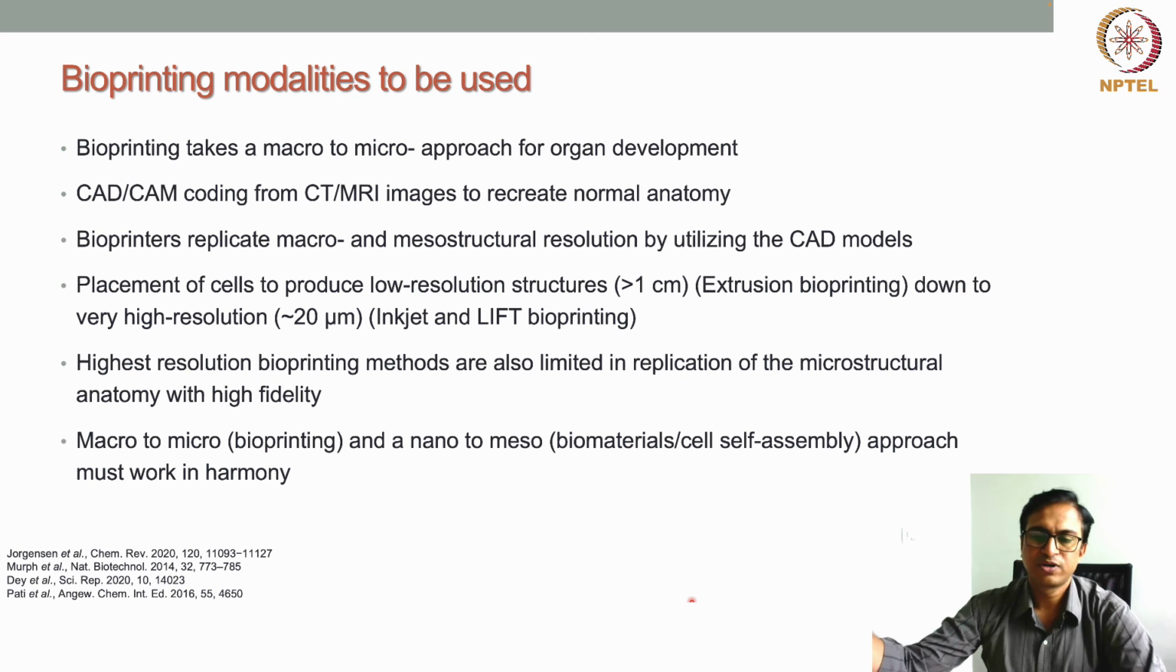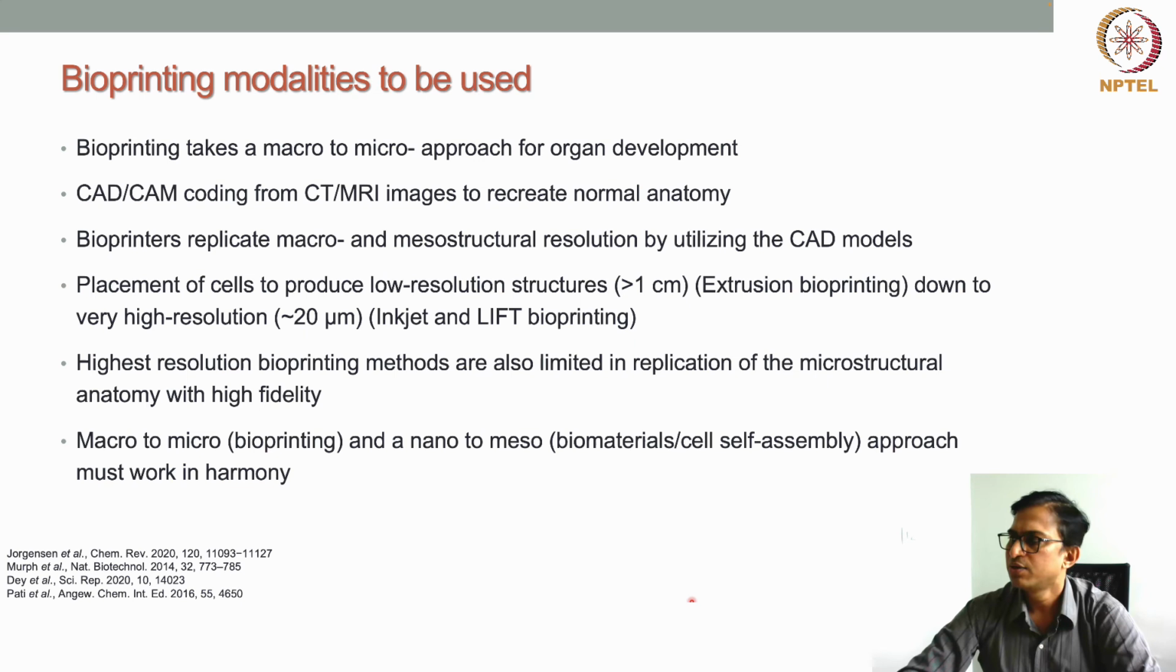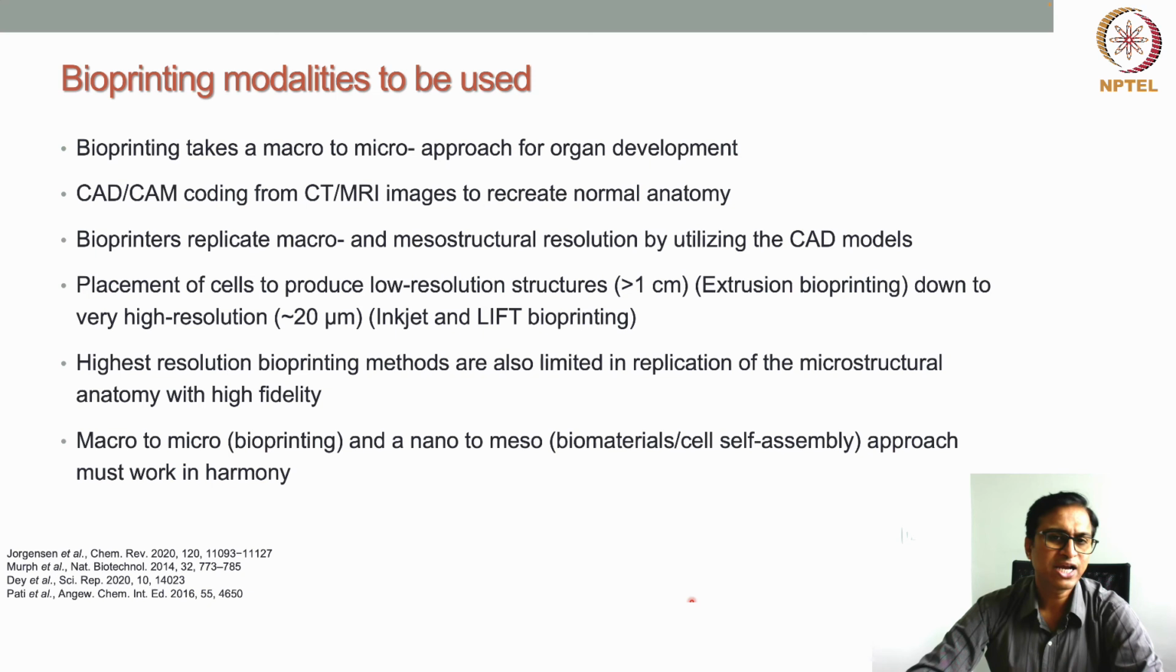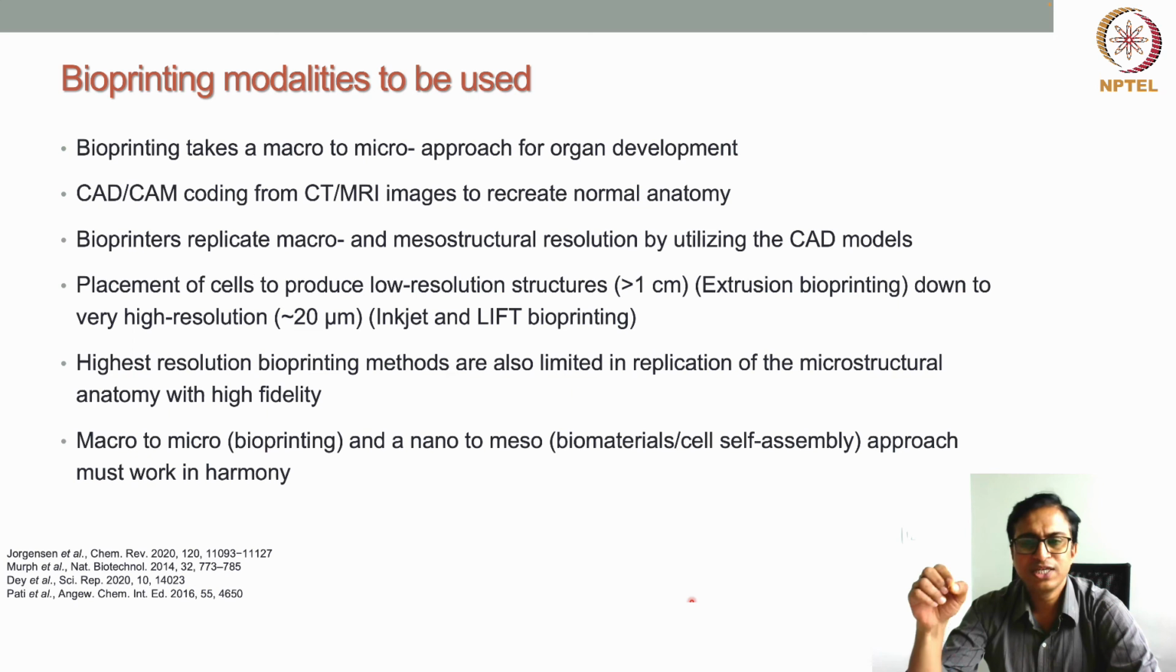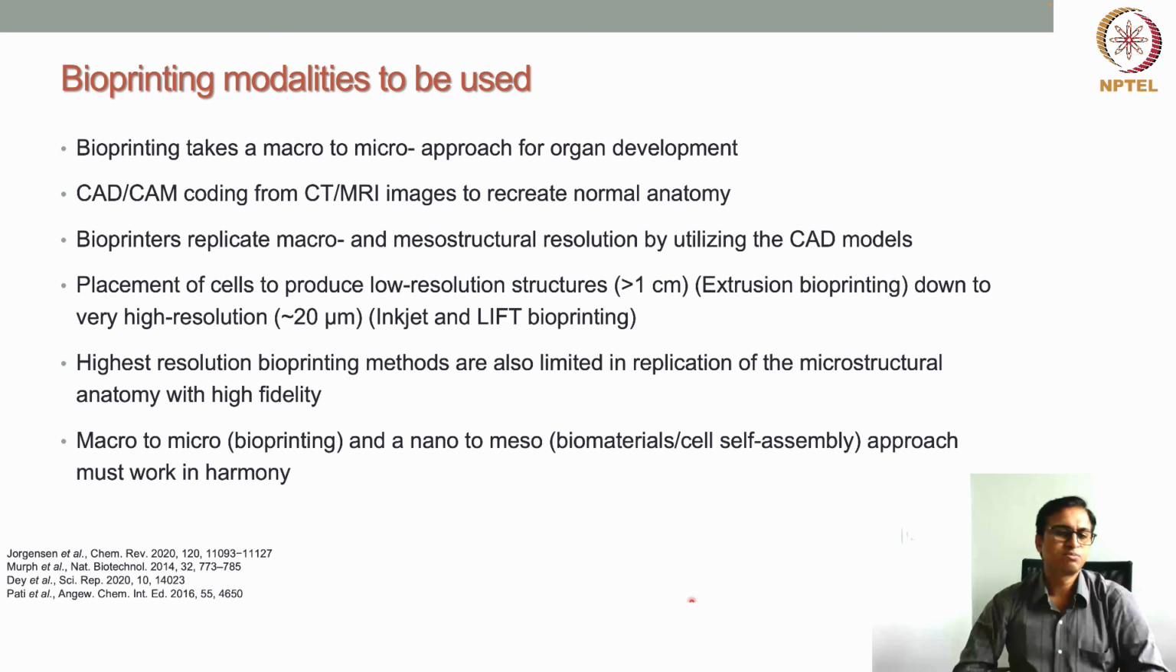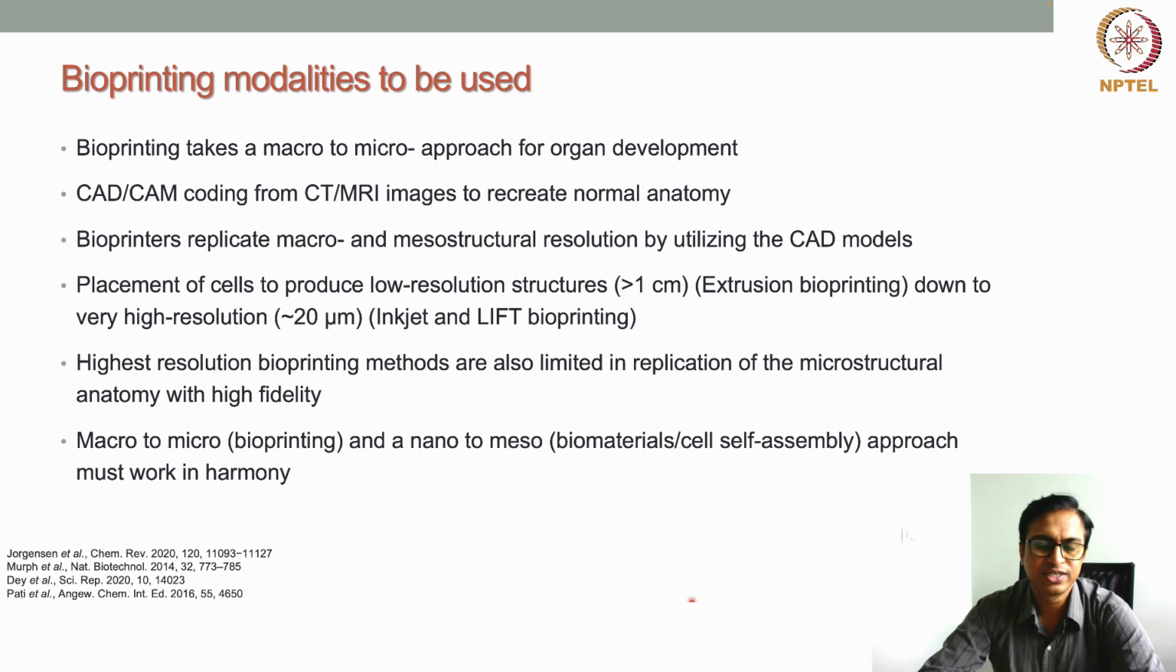So that's why you need to select a particular type of bioprinting for a particular type of strategy or interest. Highest resolution bioprinting methods are also limited in replicating the microstructural anatomy with high fidelity. Though different bioprinting methods can do this job, like they can be used for microstructural detailing or also to bioprint macro tissue structures, there are some limitations where even with the highest resolution bioprinting methods, we cannot replicate the microstructural anatomy with high fidelity. Sometimes the tissue's microstructure details are too complex that we cannot recreate that microstructural complexity even with the highest resolution bioprinting methods available.